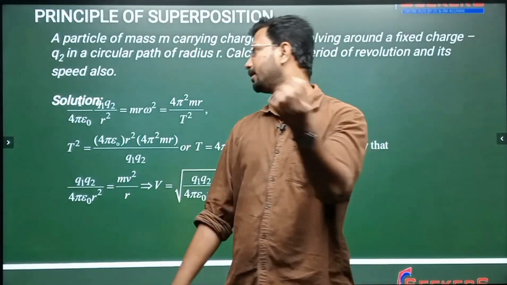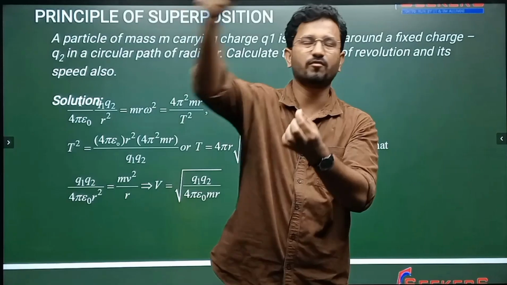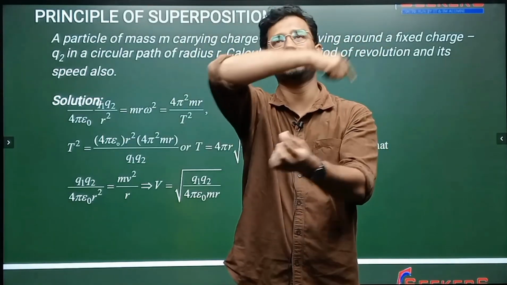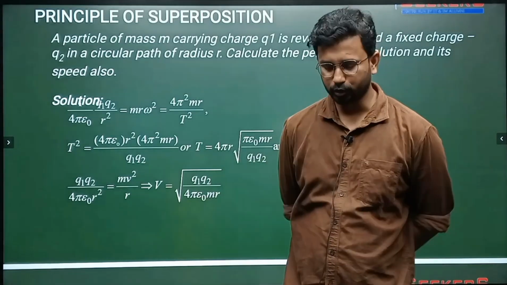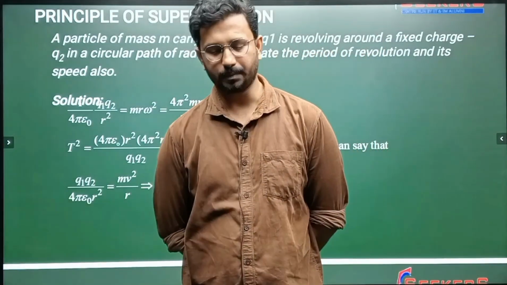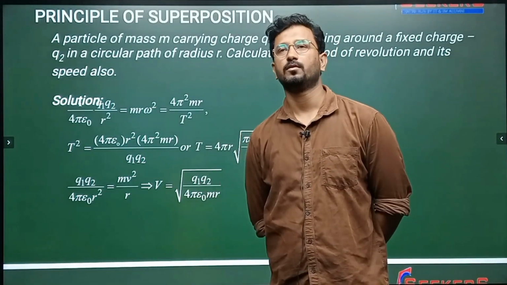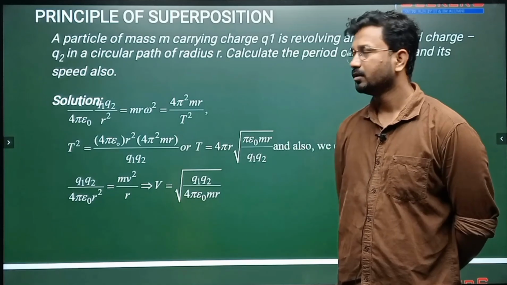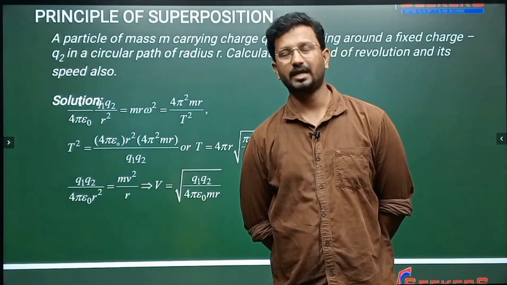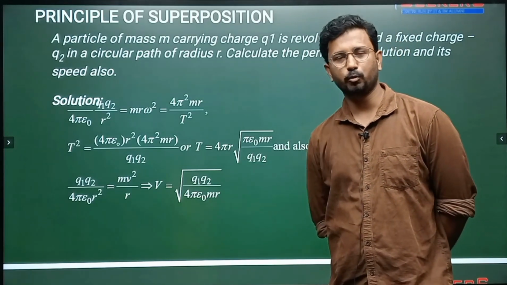Okay, so first try to understand the question. There is a charged particle q1, and there is another charged particle q2 which is revolving around this charged particle in a circular path. You may have studied circular motion. If any particle is moving in a circular path, there is some centripetal force acting on it. The formula of centripetal force is mv square by r.